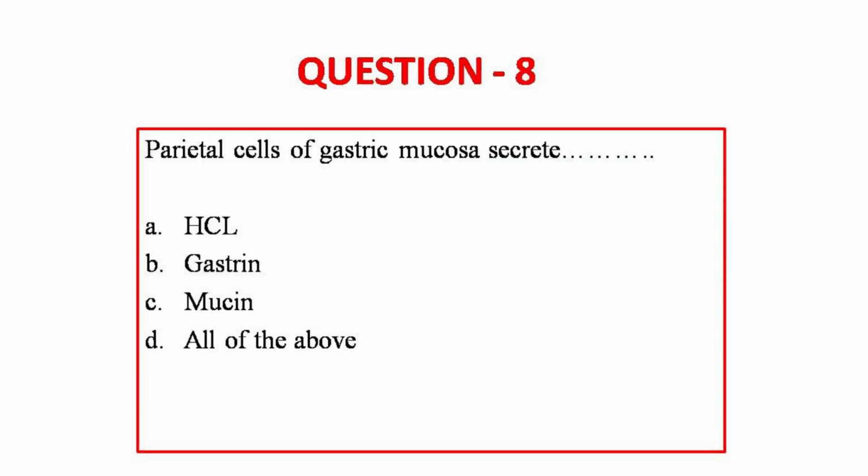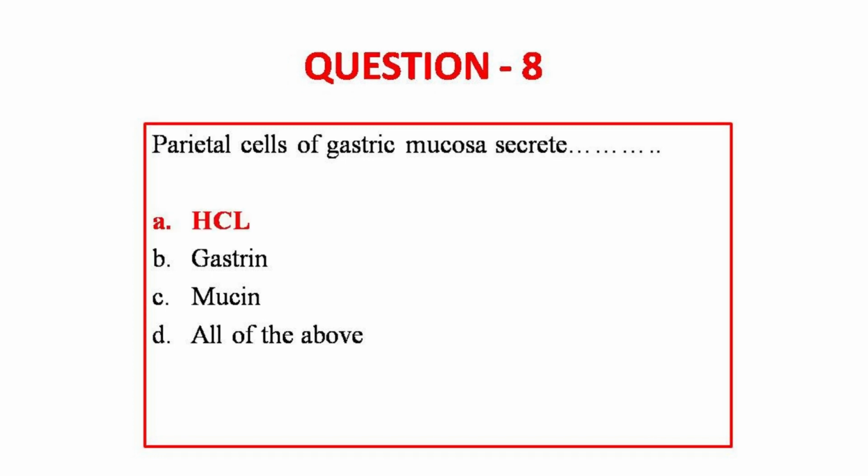Moving on to question number 8. Parietal cells of gastric mucosa secrete HCl, gastrin, mucin, all of the above. The answer to this question is HCl. The parietal cells of gastric mucosa secrete HCl.